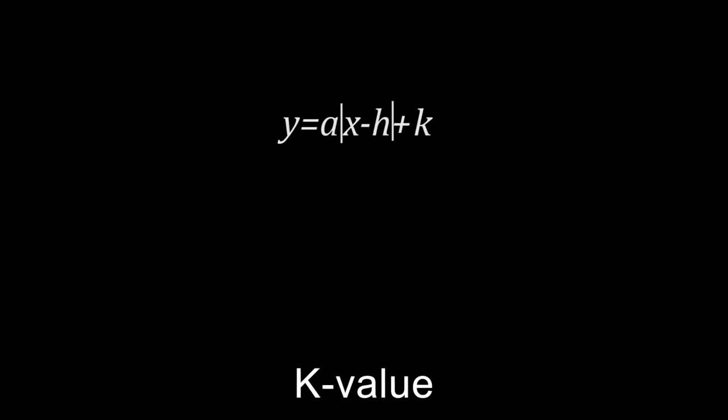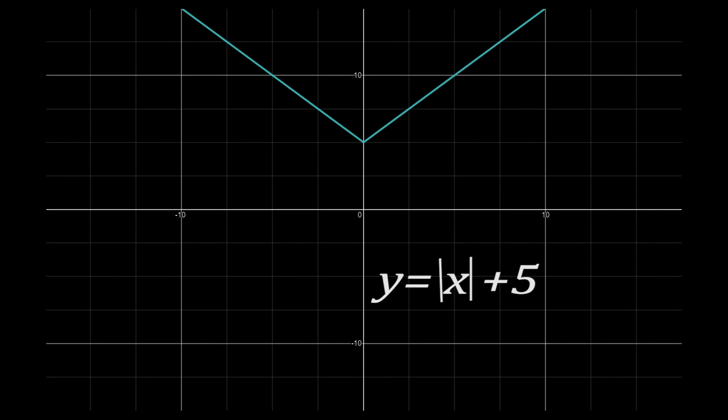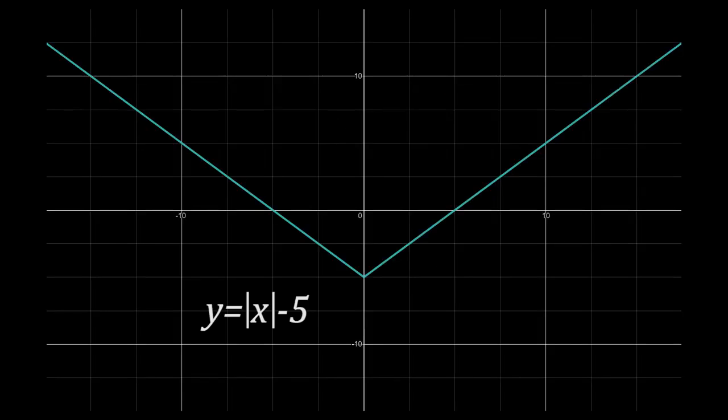Lastly is the k value. The k value will always be the y value of the vertex or middle point of the graph. The k value controls vertical translations. If the k value is greater than 0, then the graph is translated upwards. And if the k value is less than 0, the graph is translated downwards.